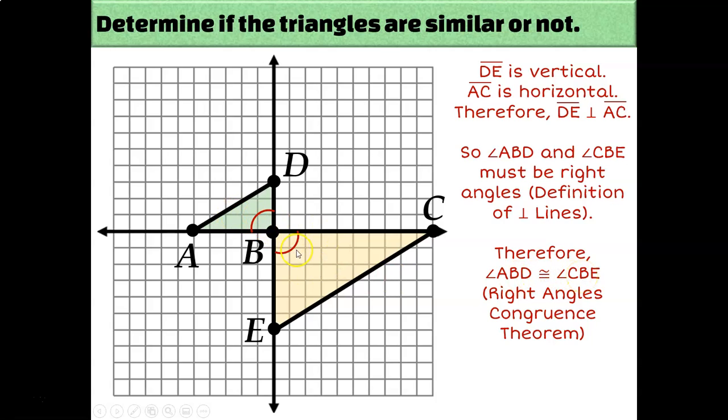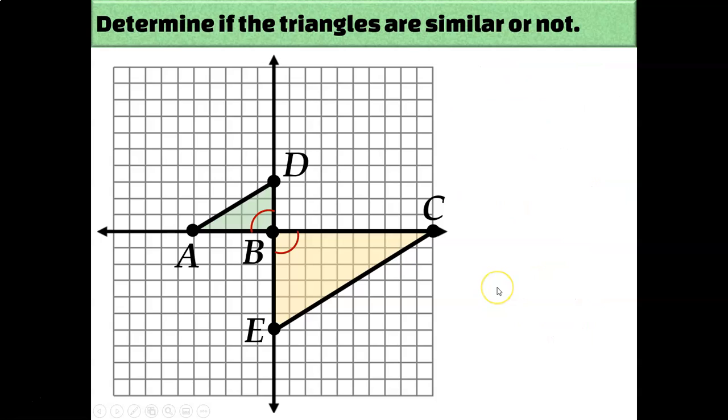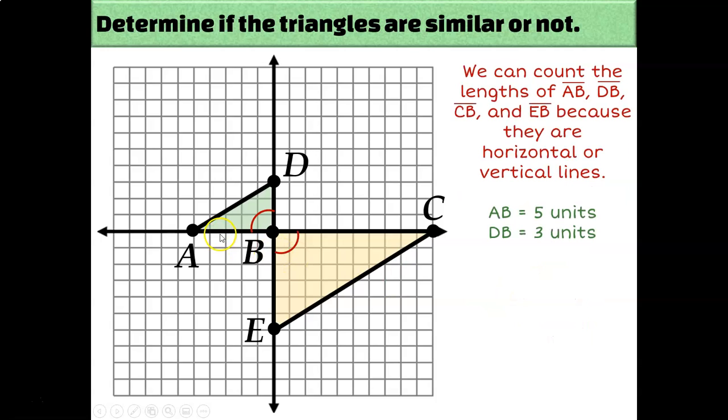So that's one pair of corresponding angles that's congruent. I either need another pair of corresponding angles that are congruent, or I need to show that the sides that create those angles are proportional. Well, the sides that created these angles are horizontal and vertical lines. They're really easy to count the lengths of. AB is 5 units, DB is 3 units, and EB is 6 units, CB is 10 units.